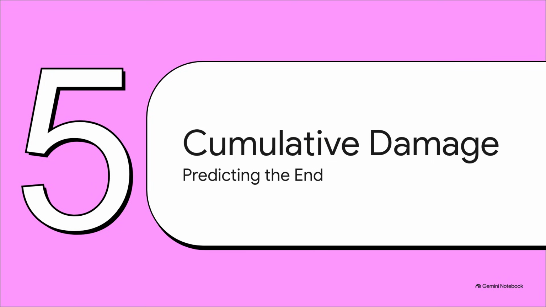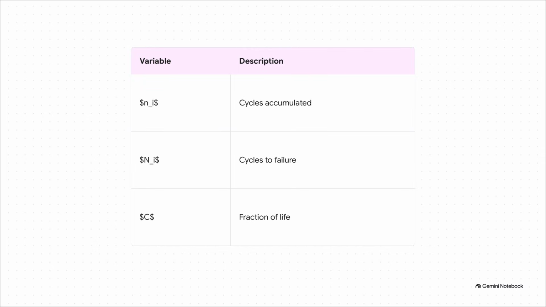Part 5. Tracking cumulative damage, predicting the end. In the real world, a component doesn't just experience one perfect, constant vibration. An airplane wing, for instance, gets hammered with huge stresses during takeoff, moderate stresses during cruise, and sudden, random jolts during turbulence. So how do we add up all that microscopic damage?